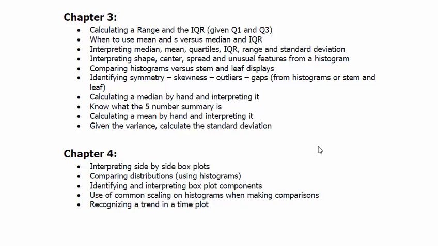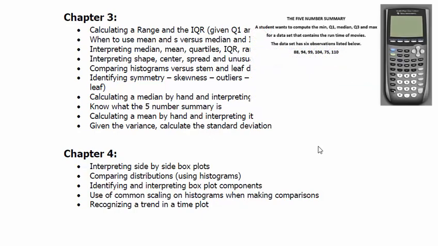Know what the 5-number summary is. Now, there are lots of great ways to calculate the 5-number summary. You can do it on the TI calculator. The video is right there, so go ahead and click on it if you want, and learn how to do it on the TI calculator. So the 5-number summary is just the min, Q1, median, Q3, and the max.